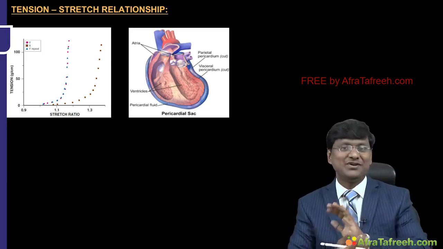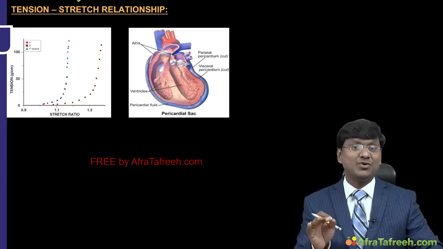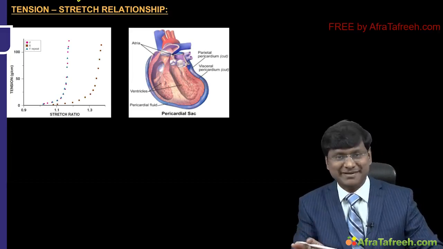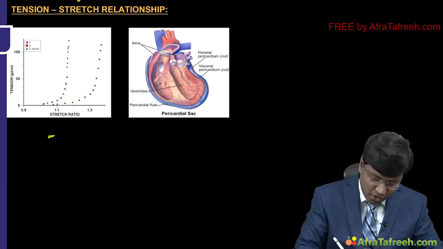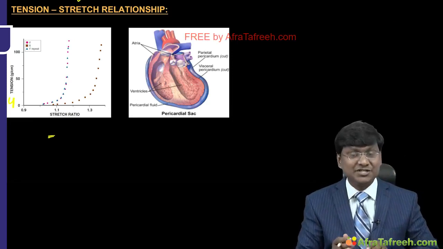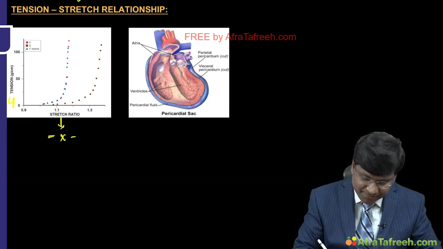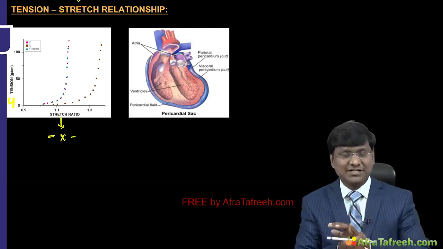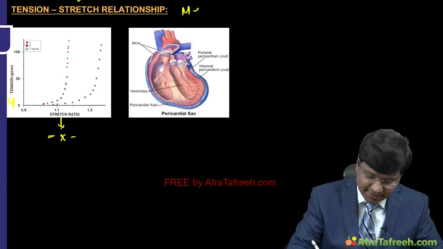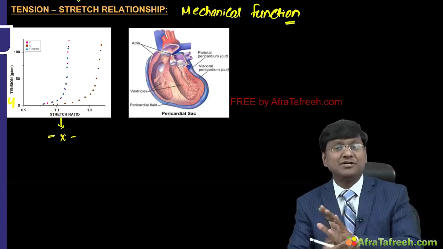Now let me discuss the physiology of the pericardium, that is the tensile stretch relationship as well as the pressure volume relationship of the pericardium with its chambers. Now if you see this graph, on the y-axis you have the tension which is developed within the pericardium, and the x-axis tells you about the stretch of the pericardium. Basically, what does this particular relationship tell you? It tells you the mechanical function of the pericardium.